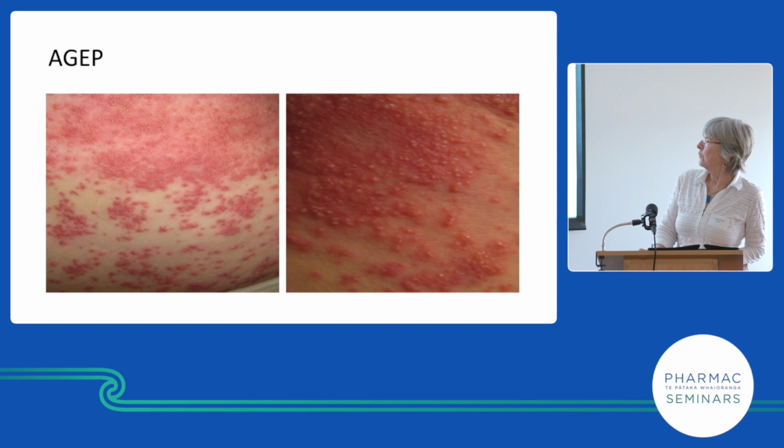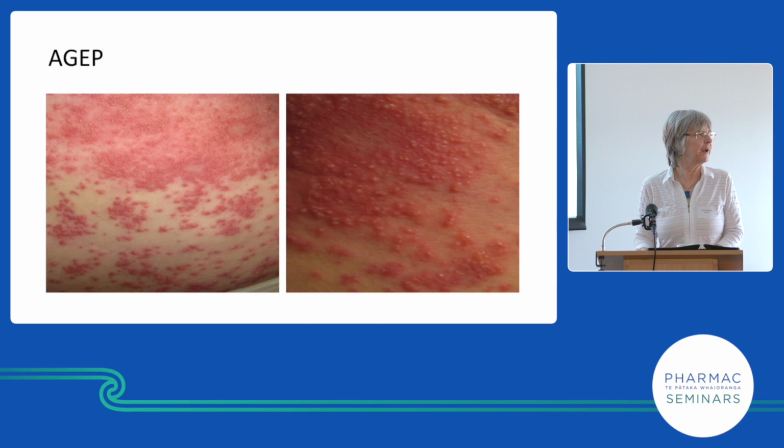AGEP. So an acute reaction to a drug, most commonly a penicillin antibiotic, but there are others that will do it. We would admit 1 or 2 people a year with AGEP. Acute generalised exanthematous pustulosis. They're ill but not very ill. They may have a history of psoriasis. So it's slightly more common in people with a history of psoriasis than people that don't.